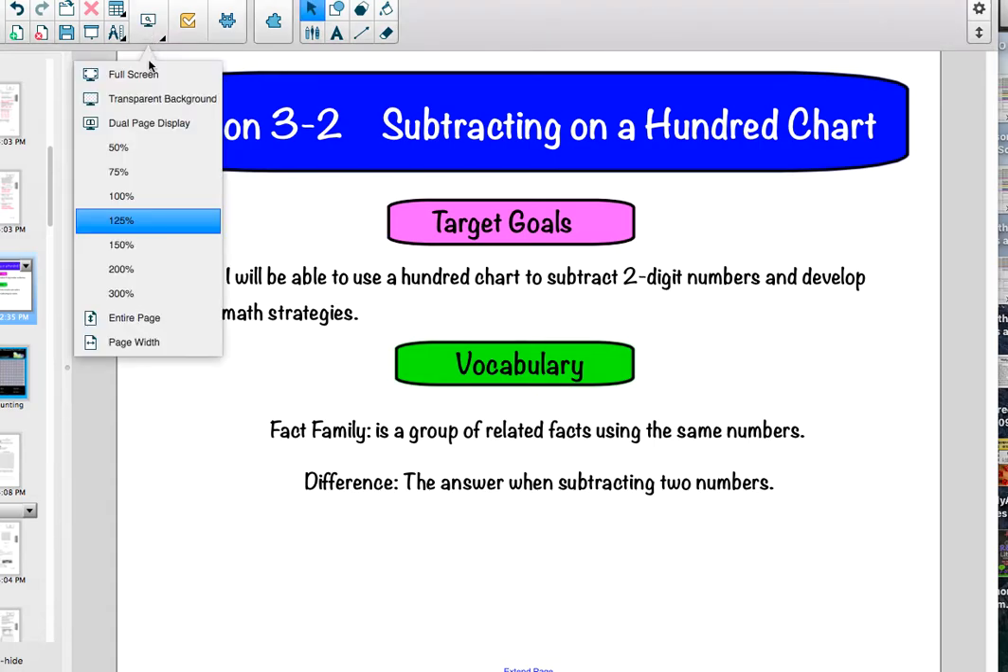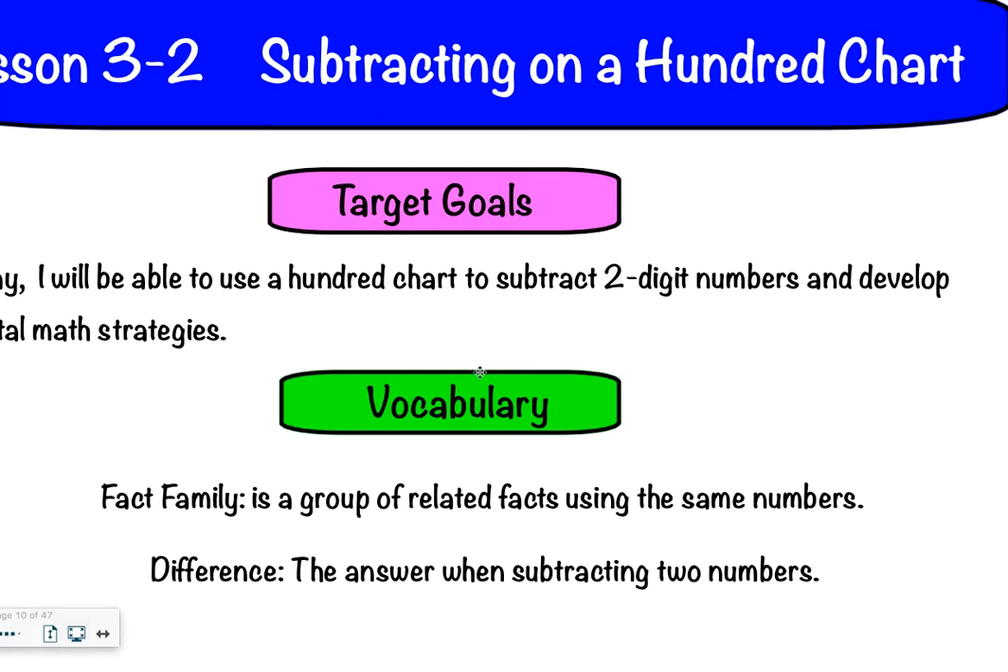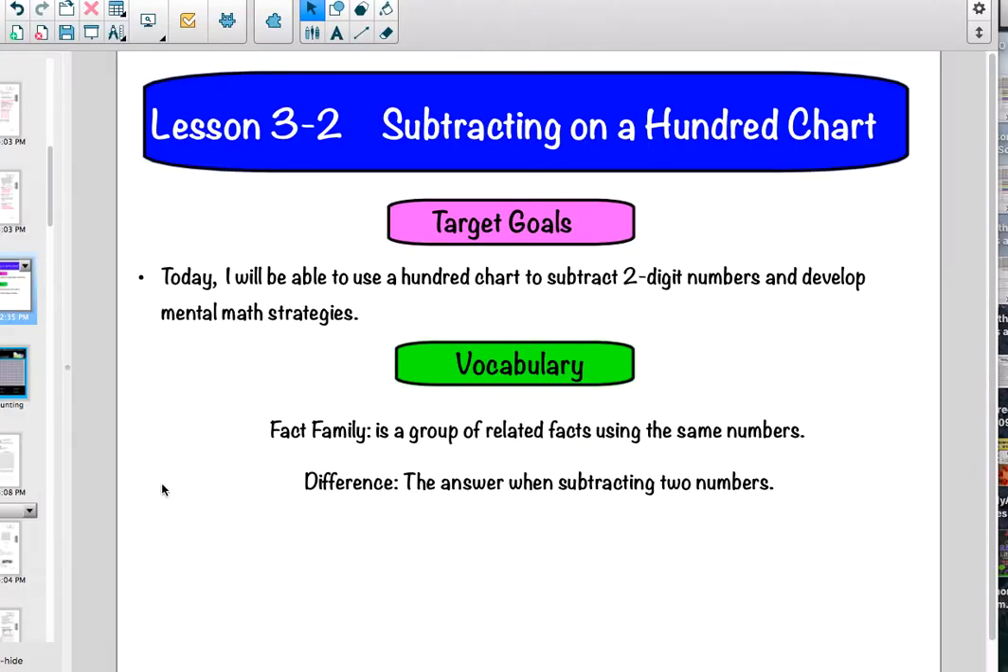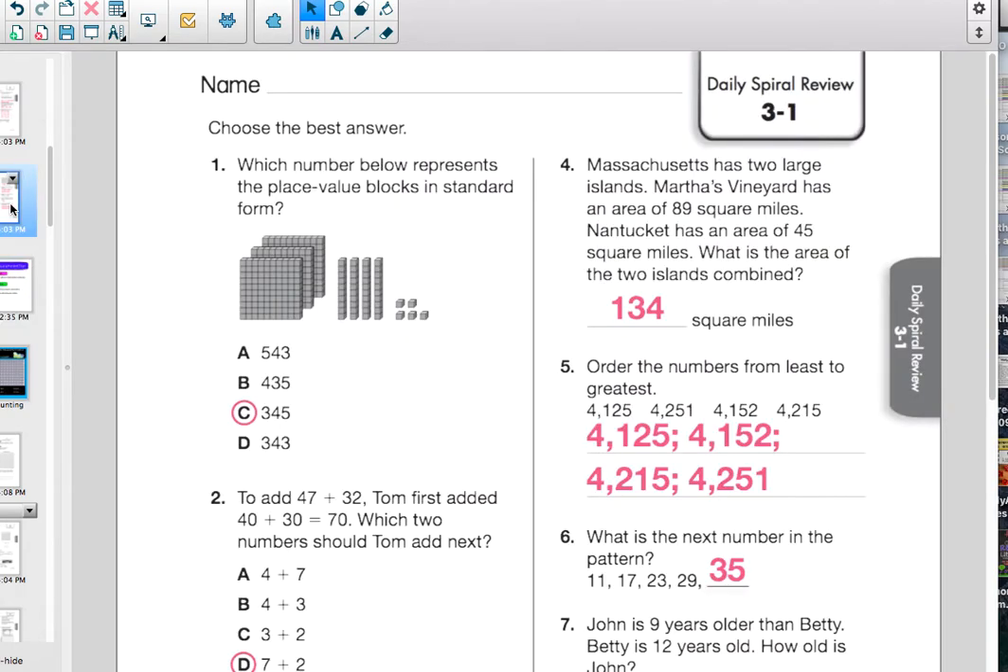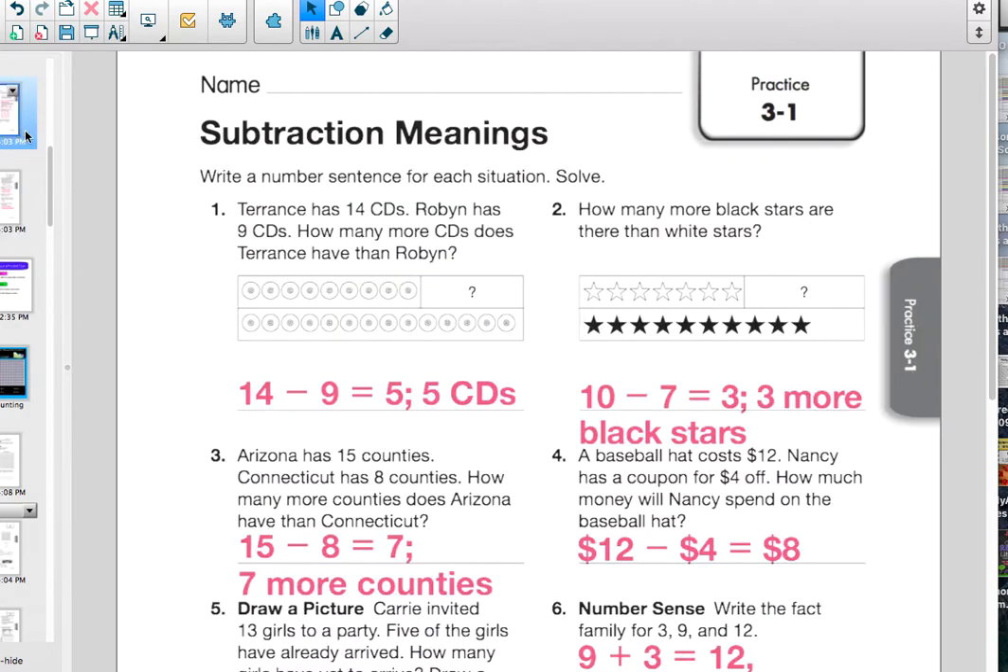All right, good afternoon, third grade friends. We're going to be going over lesson 3-2. First, we're going to correct our practice sheet. So we have practice 3-1.